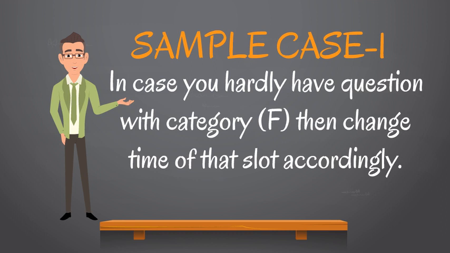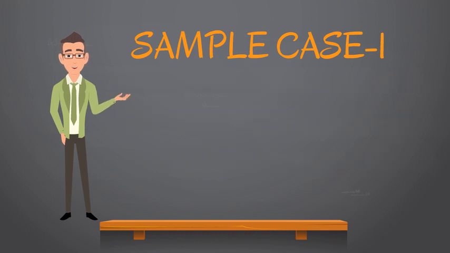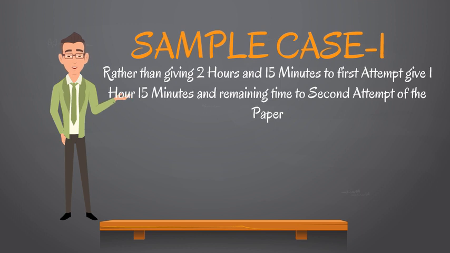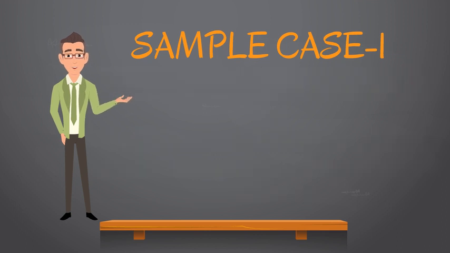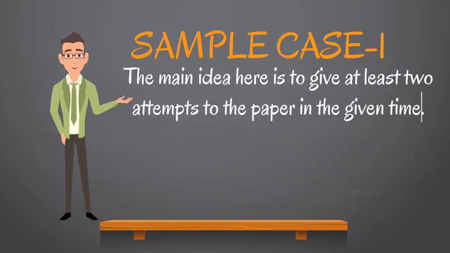What I mean is, in that case, rather than giving 2 hours and 15 minutes to the first attempt, give only 1 hour and 15 minutes and the remaining time to the second attempt of the paper. So the important point to understand is, you need not be rigid with each attempt's time. In case the situation demands, you must change the time given to each attempt. The main idea here is to give at least 2 attempts of the paper in the given time frame.